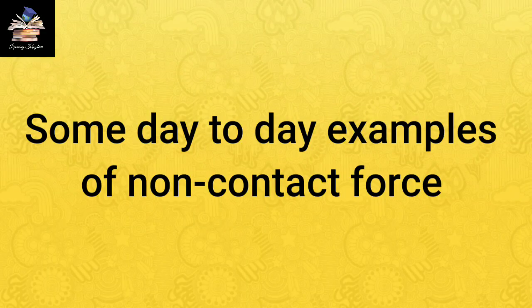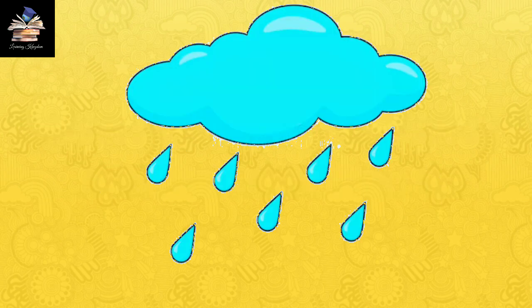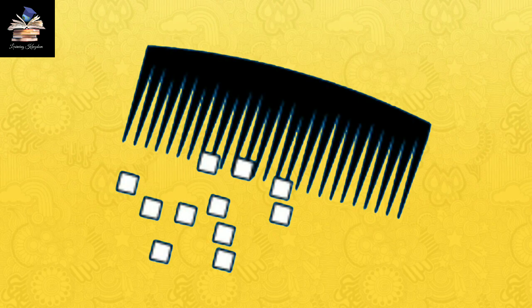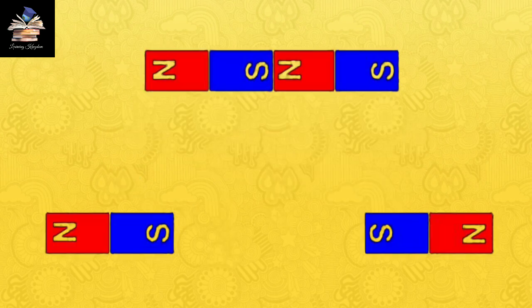Now we will see some day-to-day life examples of non-contact forces. First, the falling of a raindrop on earth is an example of non-contact force. Second, the charging of the hair and attraction of paper bits toward it is also an example of non-contact force. Third, when two magnets are placed close to each other is also a non-contact force example.